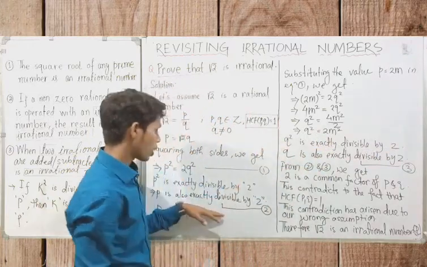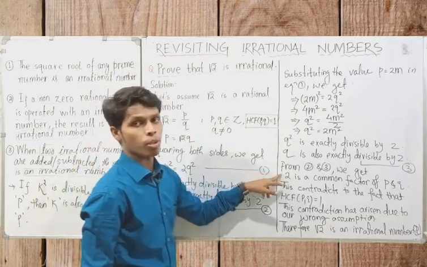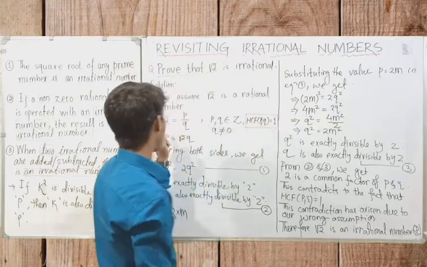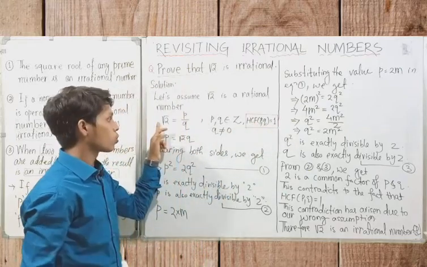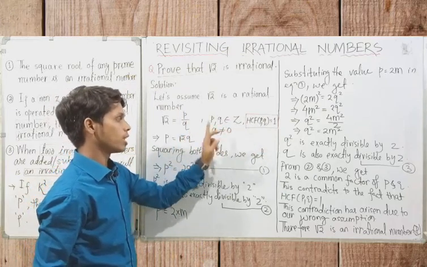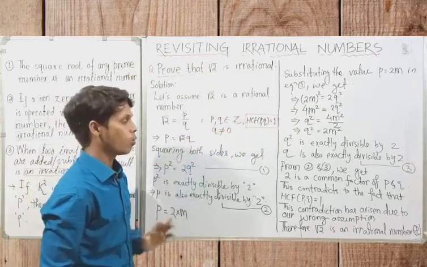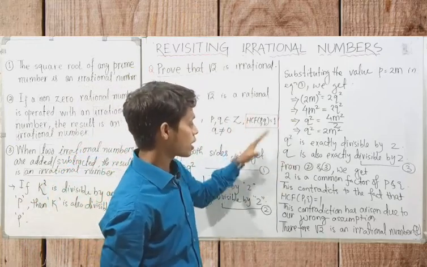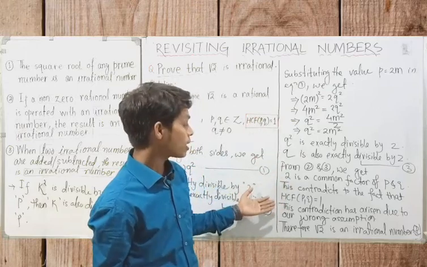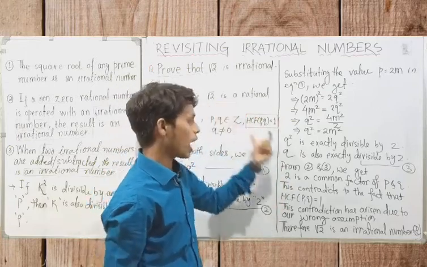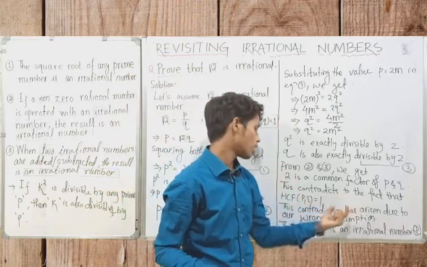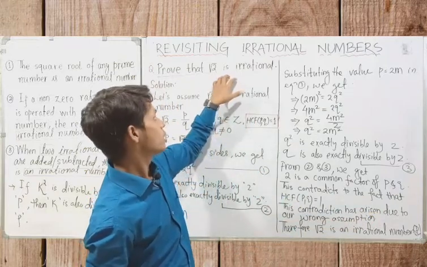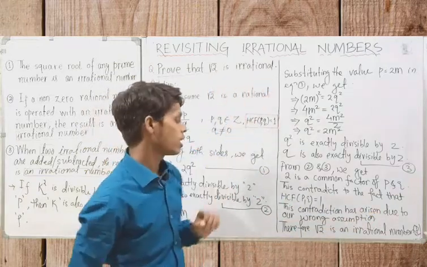So from points number 2 and 3 we got that 2 is a common factor of p and q. But this contradicts the fact that HCF of p and q is 1, which was written in line number 1 of statement number 1, that root 2 is equal to p by q, where p and q belong to integers, q not equal to 0, and HCF of p and q is 1. So these two things contradict each other. Why has this contradiction arisen? Due to our wrong assumption. You have to write that this contradiction has arisen due to our wrong assumption, and if our assumption is wrong, what is correct? That root 2 is irrational is correct.